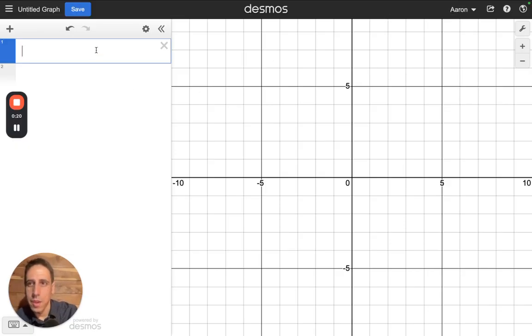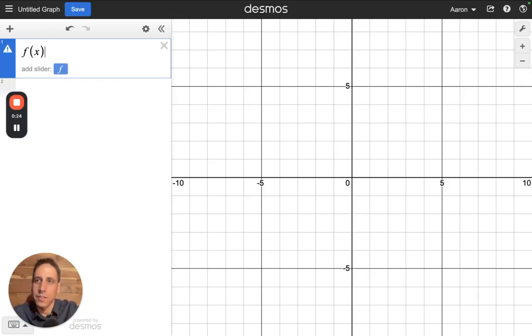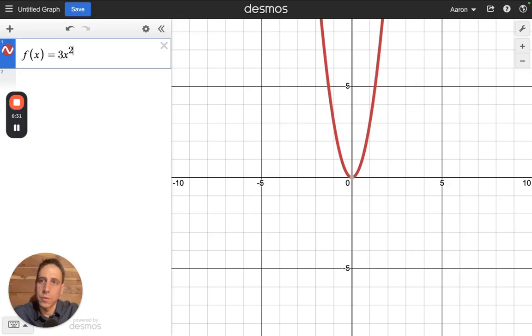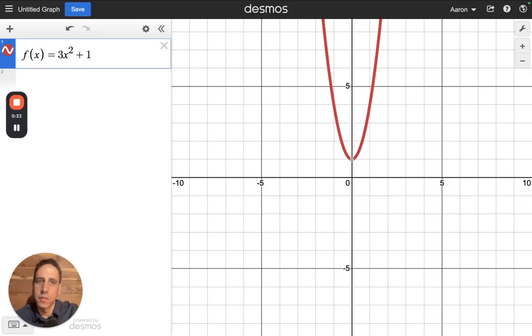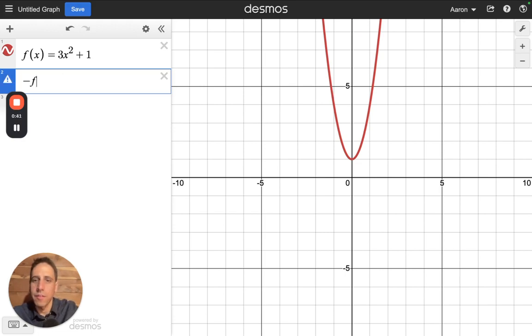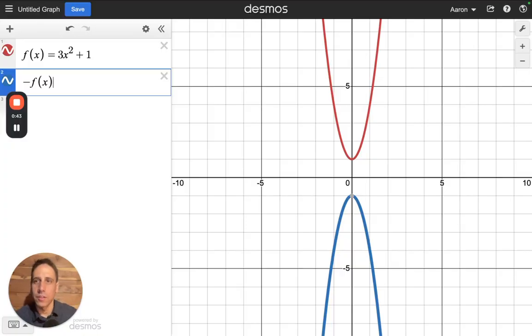I'm going to make a function. Let's say f of x is equal to 3x squared plus 1. Great, so there it is. You can see it's in red. I'm going to make another function, negative f of x. You can see it knows what f is from the top line, and then it can figure out what negative f of x was. It would just make all the y values negative and flip them all down over here.